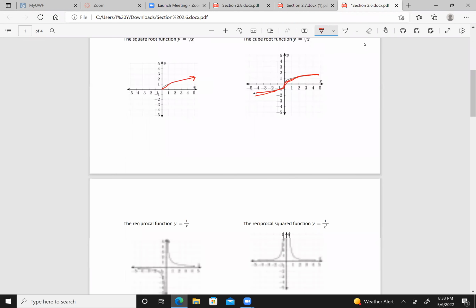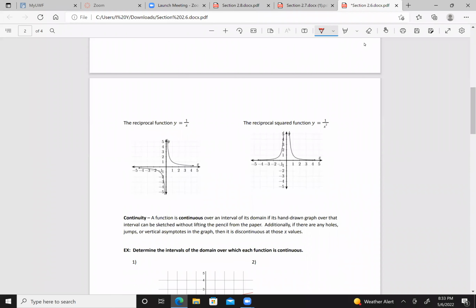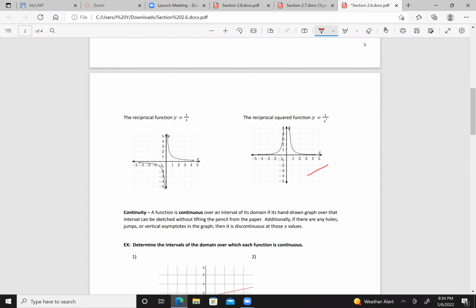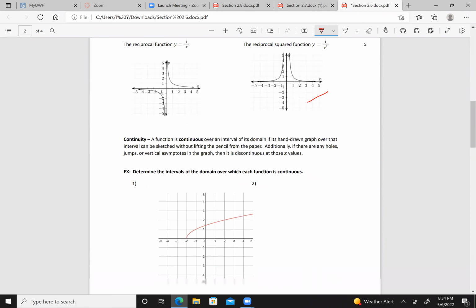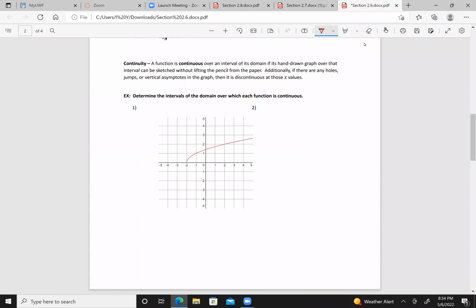Okay, then we have a reciprocal function, y equals 1 over x. And we have the reciprocal squared function, y equals 1 over x squared here. These are things we may or may not see throughout the term. So that brings us to continuity. Again, this is something that we look at here, but mainly if you're going to be going on to calculus, you will definitely see this again.